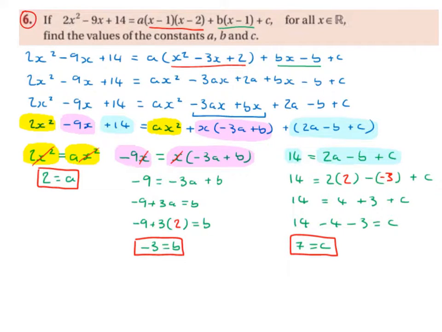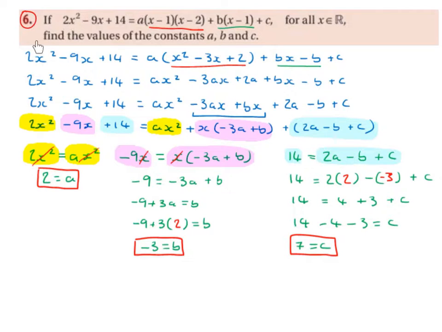Okay, so we're going to bring down the 2x² − 9x + 14 and the equals. Then we're going to multiply out (x − 1)(x − 2), and we're going to get x² − 3x + 2. We're going to bring down the a and stick it in front of the brackets. Then b by x is bx, b by minus 1 is minus b, and bring down the plus c.